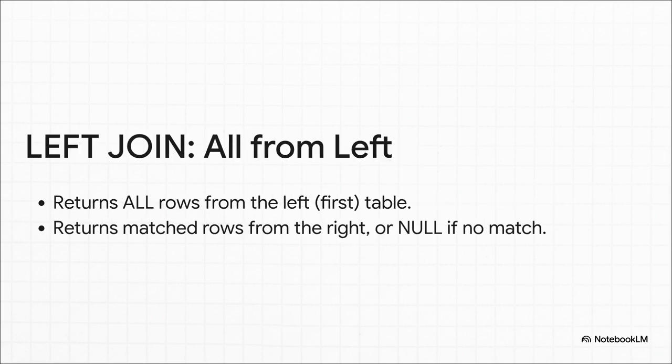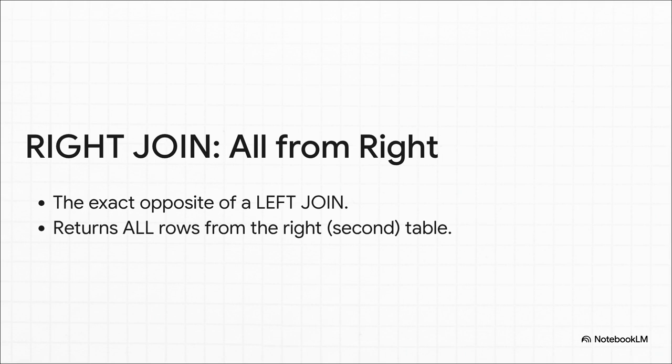Now, a left join is a little different. Here, you're grabbing that entire first circle, all the data from your left table, and then you're pulling in any matching data from the right table where it happens to overlap. This is fantastic for seeing all of your customers and then seeing which of them have placed orders, leaving it blank for those who haven't. And as you've probably already guessed, a right join is just the exact opposite. It gives you everything from that right table, the second circle, and then pulls in whatever matching info it can find from the left. Simple as that.